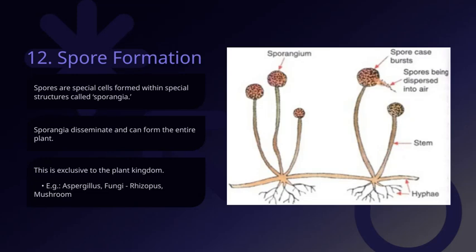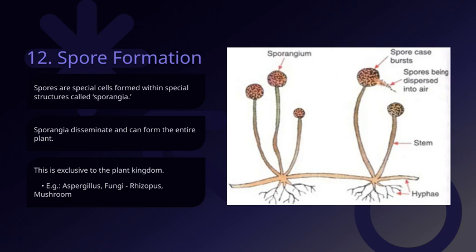Now let's look at some examples like Aspergillus and Rhizopus, which are fungi or even mushrooms. These are all part of the plant kingdom, specifically within the fungi group. An interesting point here is that sporangia, which are special structures, play a crucial role in how these organisms disperse their spores. These spores are unique cells that develop inside the sporangia, and from there, they can grow into new plants or fungi, completing their life cycle.